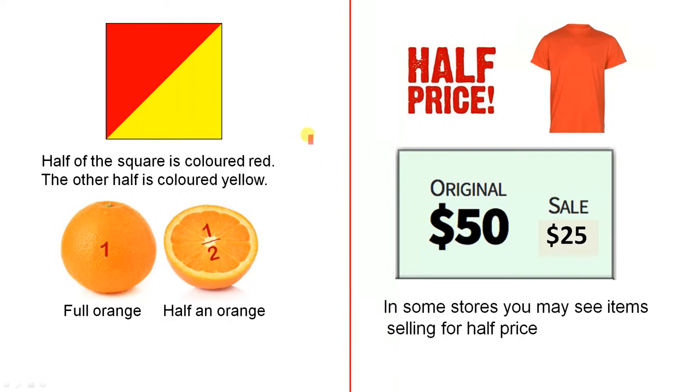Half of the square is colored red. That's quite easily seen. So that square is divided through the diagonal. So half of the square is colored red, the other half is colored yellow. This here is a full orange, and here is half an orange. There it is there. It's been cut in half.